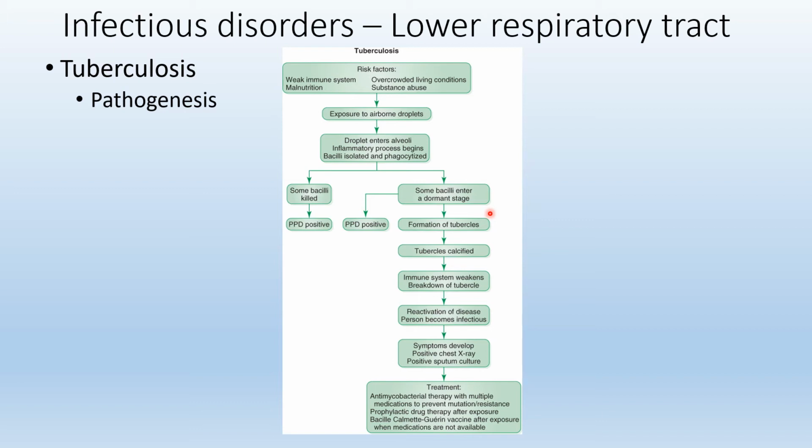we see that you get the formation of tubercles. Remember, the tubercles again are going to be the structure where we see the caseous necrosis. Okay, so they begin to calcify. The immune system breaks down the tubercle, and then we get reactivation of the bacilli bacteria. Now this occurs probably several years after the initial infection, which occurred over here. So then you just start to display some symptoms, which we'll cover in the next couple of slides.